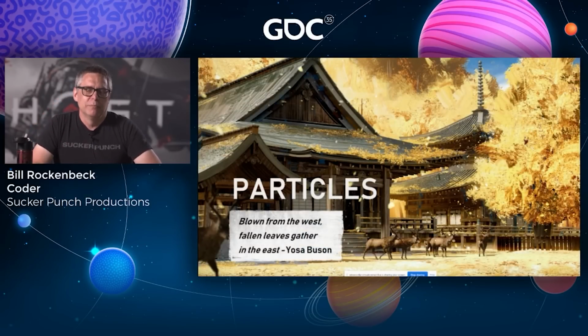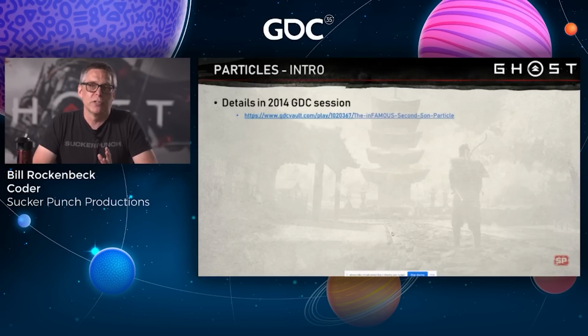Probably the most obvious thing moved by the wind in the game is particles. The air is usually full of leaves, dust, smoke, fog, pollen. Since the very earliest days of the PS4, Sucker Punch has been using a proprietary particle system which has served us very well since we introduced it with Infamous Second Son.